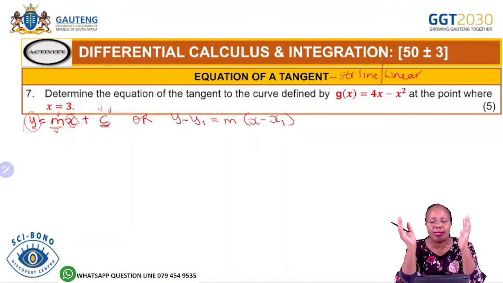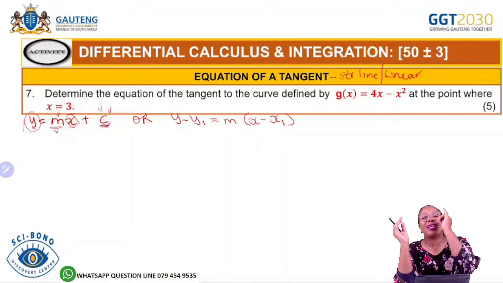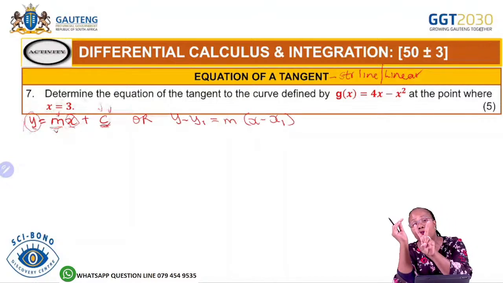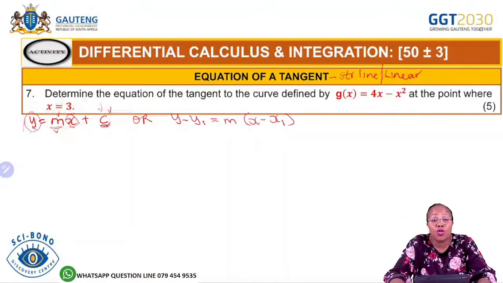A tangent is a straight line. So if it's a straight line, I am using the formula y is equal to mx plus c. And in order to find the equation of that line, I am depending on the gradient and the point on that particular line. If I can have those two, then I will be able to have the equation of that particular line. Let's see now what is given to us, okay?